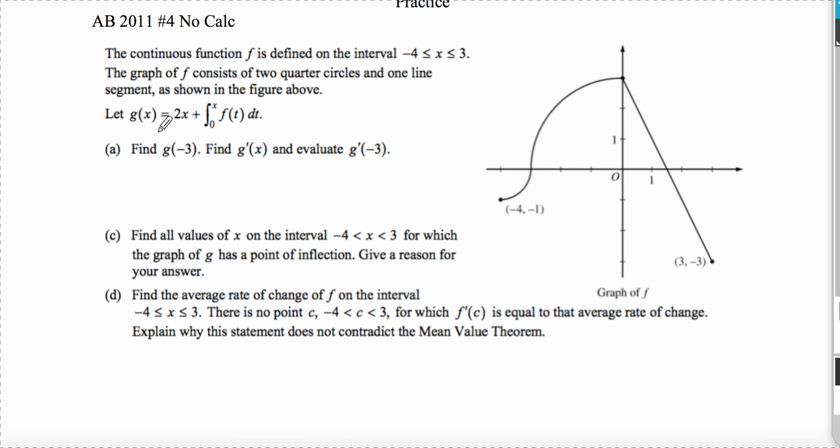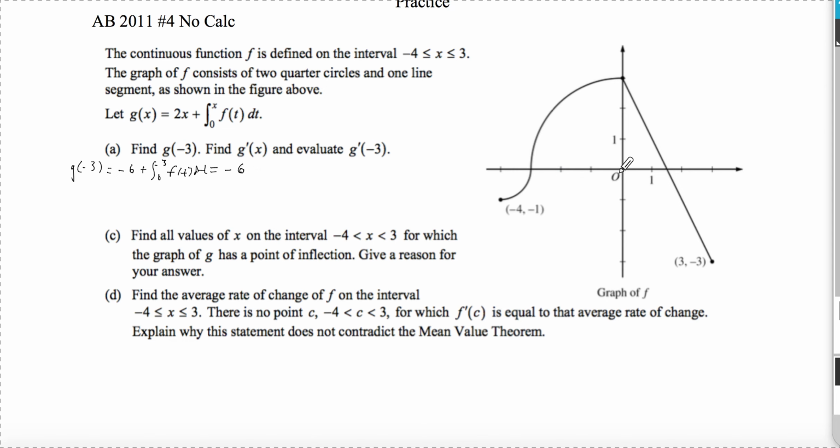G of -3. Okay, we can try to do that. G of -3 is going to be, I'm just going to plug in x values in for what I know up here in g. 2 times -3, that's going to be -6, plus the integral from 0 to -3 of f of t dt. So that's going to be going backwards. It's above the x-axis, but we're going backwards. That's going to be a negative valued area.